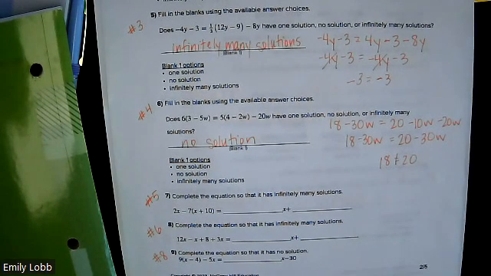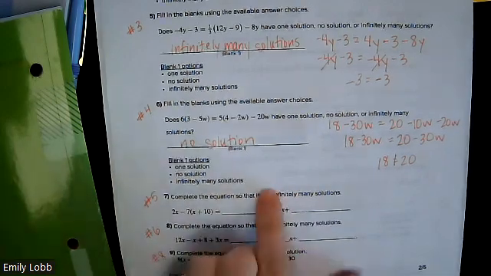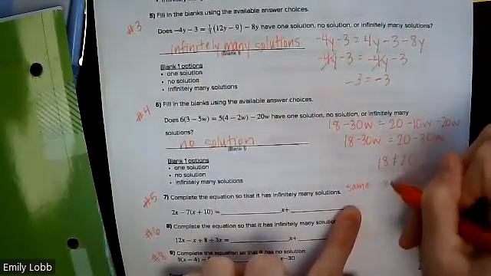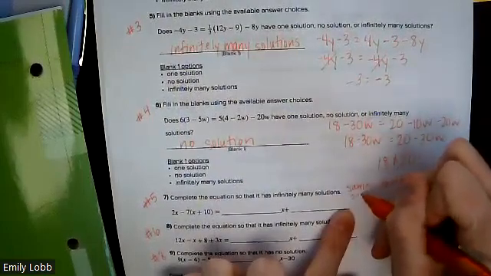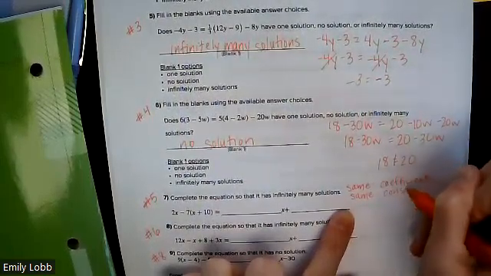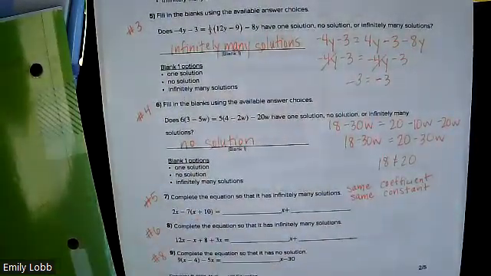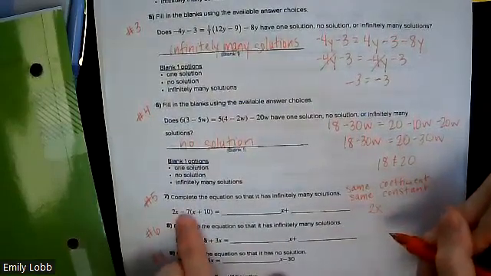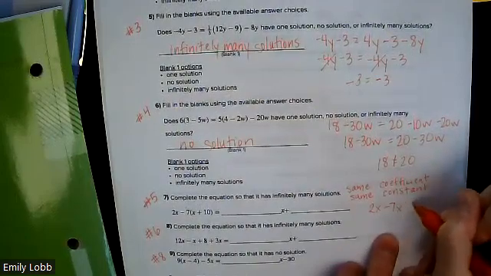All right, we have to complete this equation so that it has infinitely many solutions. Remember, infinitely many solutions have the same coefficient and the same constant. So we have to figure out, simplified, what our coefficient and our constant need to be. So we would just copy down the 2x, and then we have to distribute that -7 through. -7x minus 70.